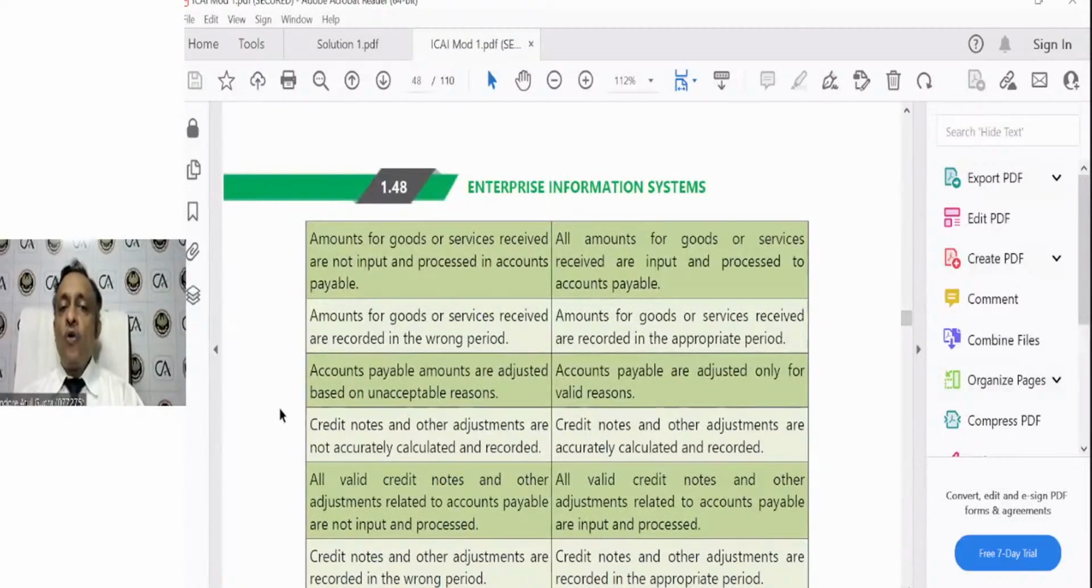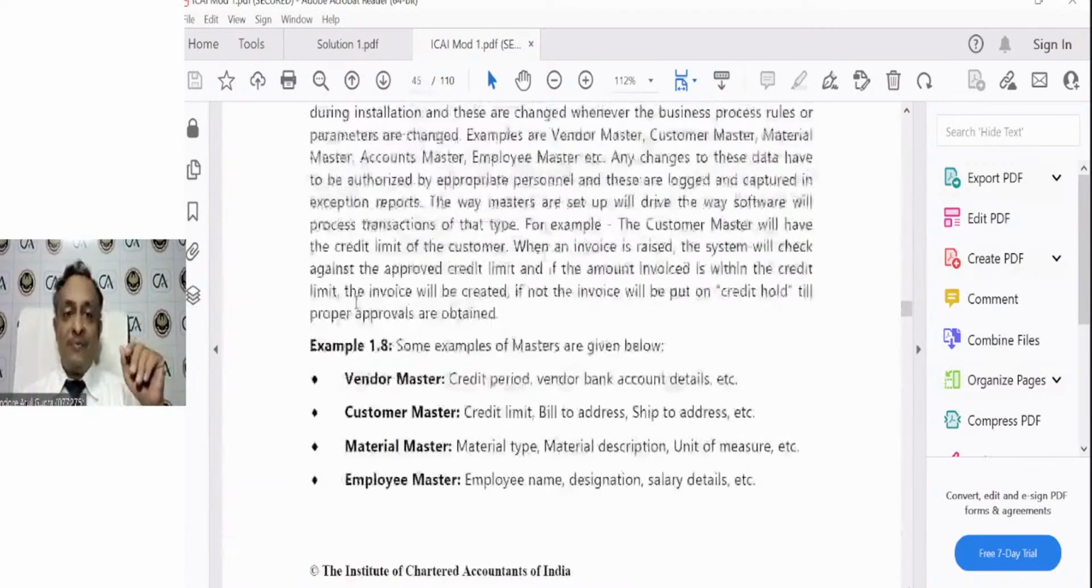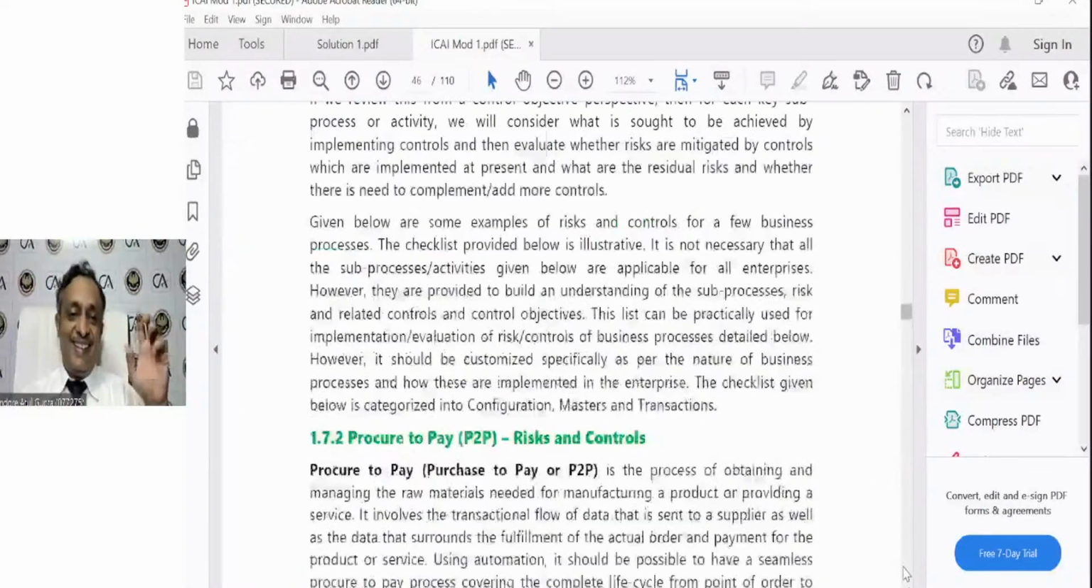Then amount for goods or services received are not input and processed in accounts payable. Again, these are more of clerical errors. So when you see these clerical errors, that means there has to be a recheck process in the system whether these have been correctly entered or not. Amounts for goods services received are recorded in wrong period. Yes, this is important. You will have to answer this question.